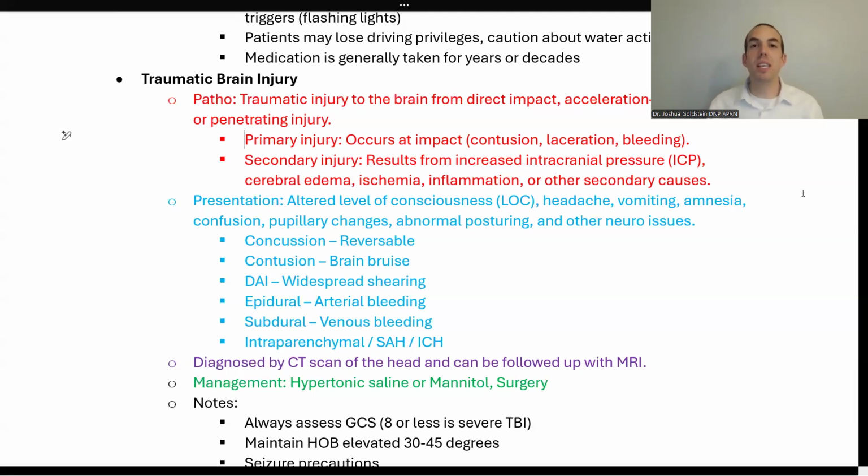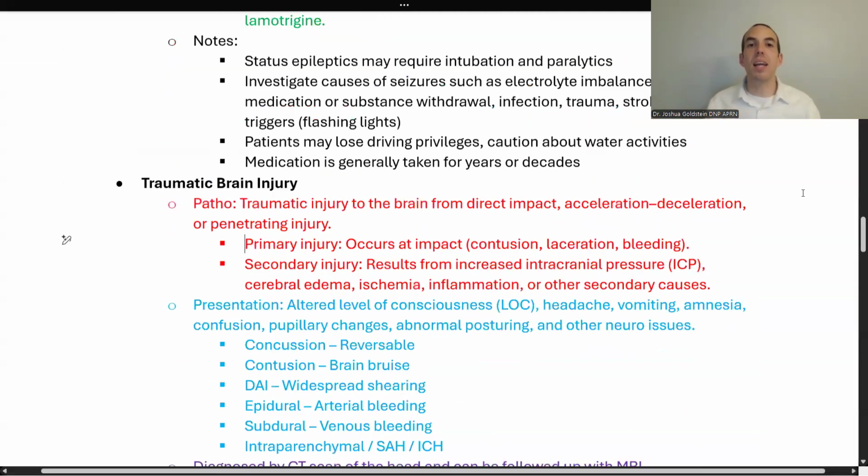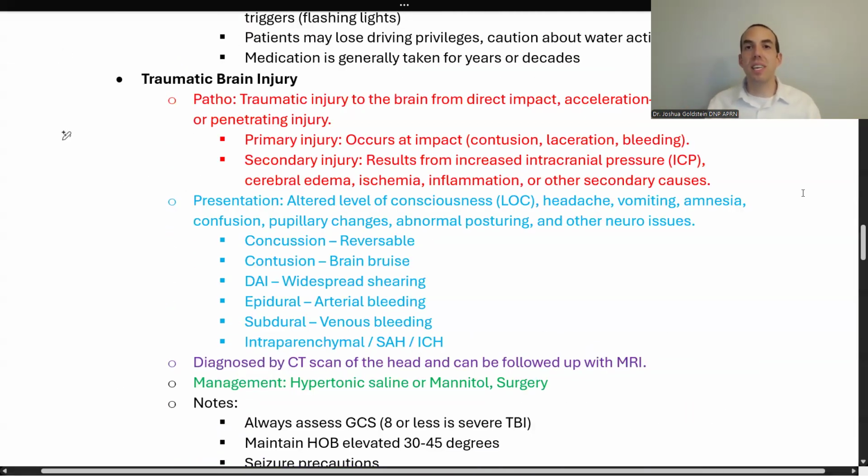Next, we have a contusion. That's a bruising to the brain. We have DAI, that's diffuse axonal injury, and that's where the parts of the brain just shear apart. They basically rip. And that's what causes DAI. DAI is a really bad diagnosis to have. Those patients rarely, if ever, have a complete recovery.